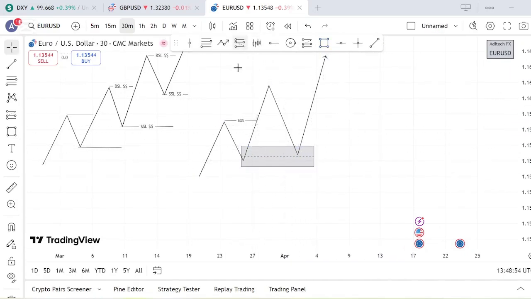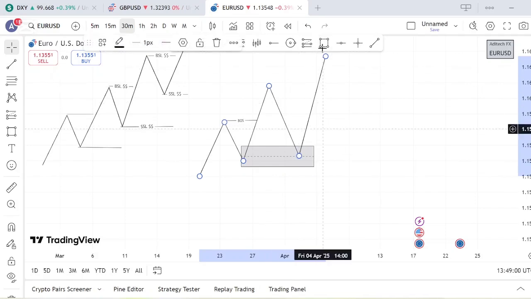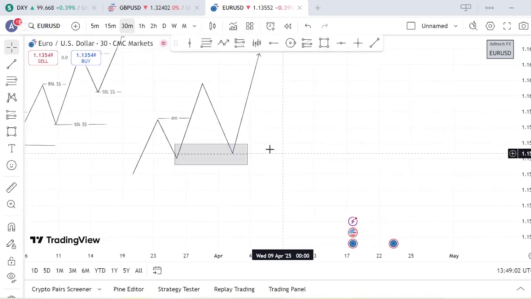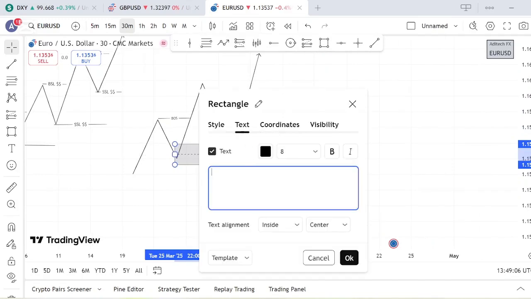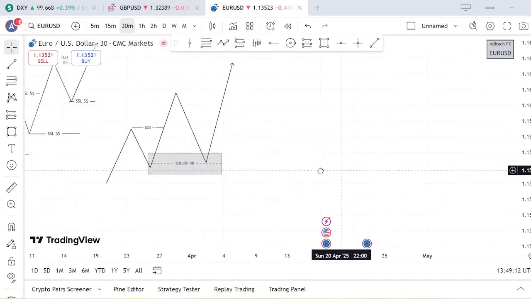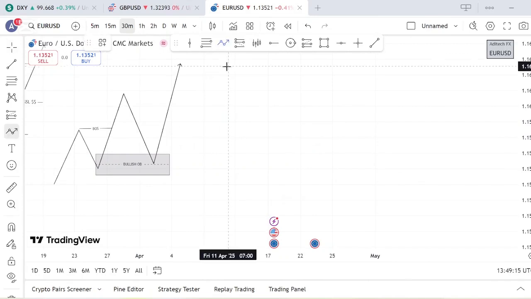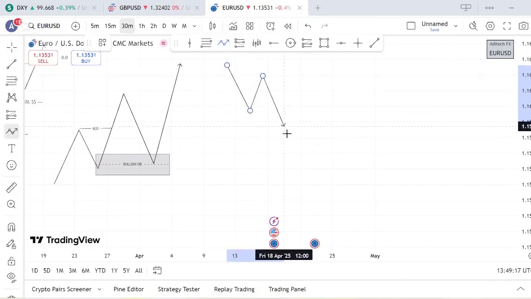We expect price to come back after breaking structure. We expect price to come back to the order block and continue going in the intended direction. So this is a bullish order block. Now for a bearish order block, let's say price is breaking structures to the downside.